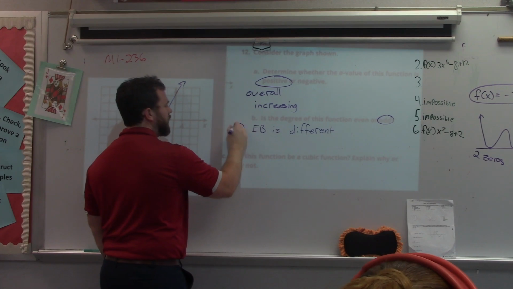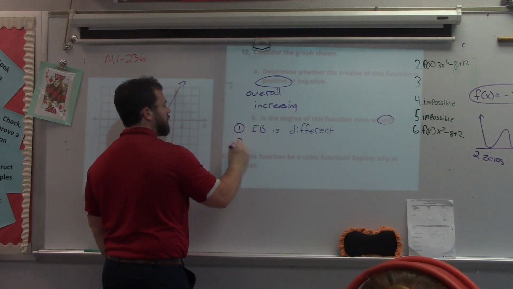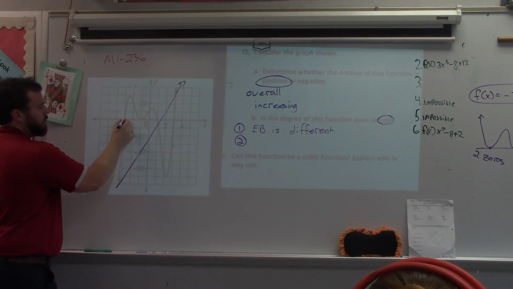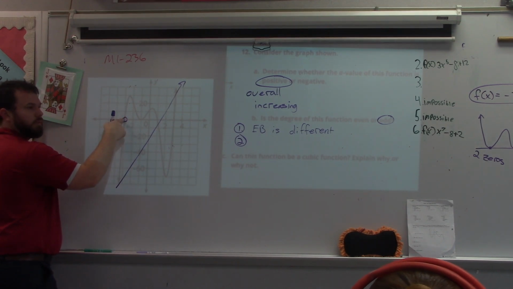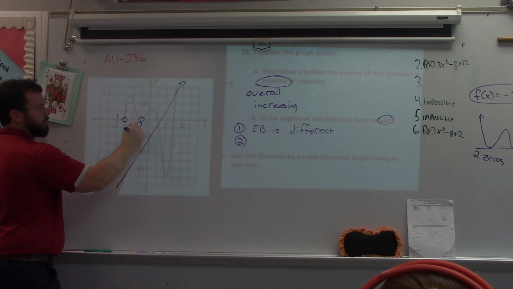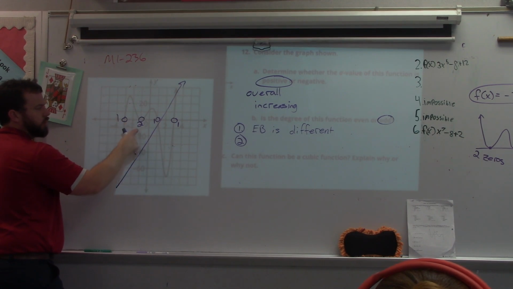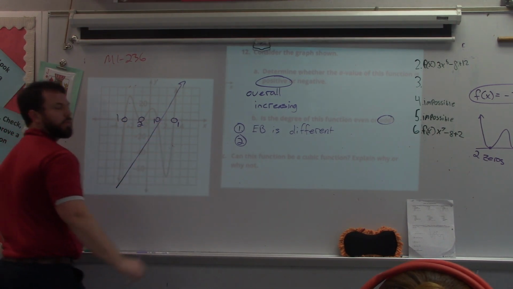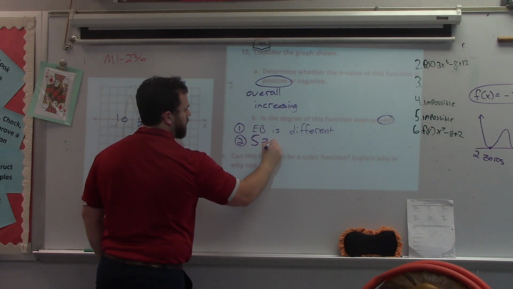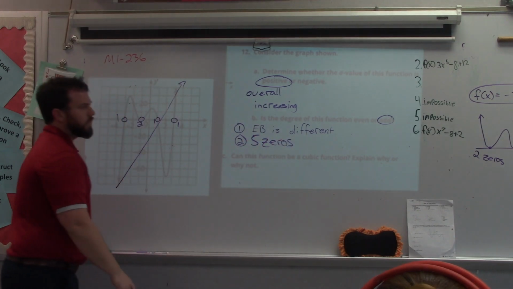Kamaya, Kalia, what did you notice? Notice there's 5 zeros. Because how many zeros are right here? One. How many are here? Two. How many are here? One. And here? One. So that's 1, 2, 3, 4, 5 zeros. Oh, yeah. Okay. All right. So it's an odd degree.